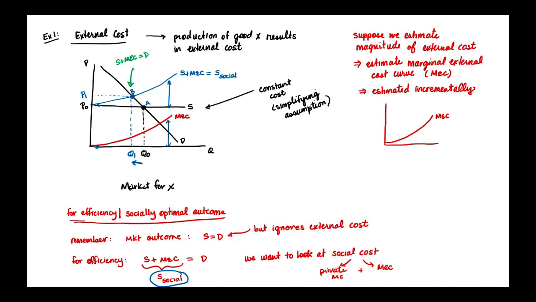Everyone agree that point B, which is the intersection of two curves, has to be something equals something. And in this case, it's the social supply curve, which incorporates private marginal cost and external costs, is equal to the demand curve. So far, so good. Everybody with me?